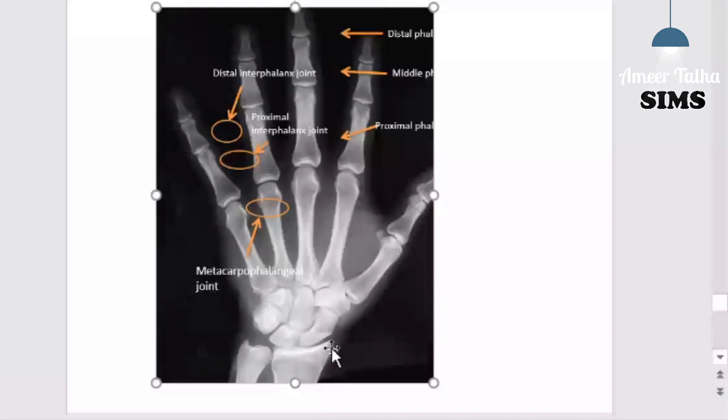And just above the lower end of the radius, this area is meant for two important things. One is the Colles fracture and the other is the Smith fracture. The area is the same, but there is a difference in the displacement of the distal end of the fractured bone. In the case of Smith, the displacement is anterior. In the case of Colles, the displacement is posterior.